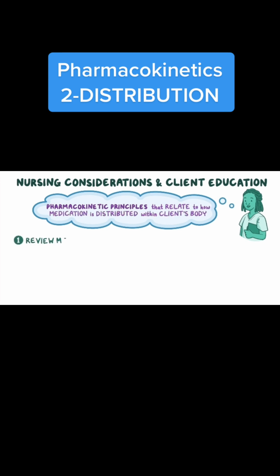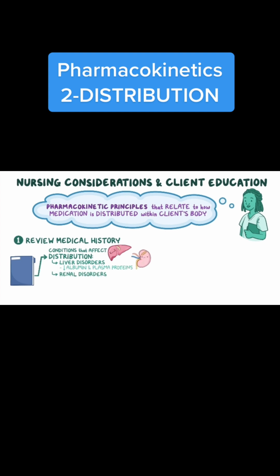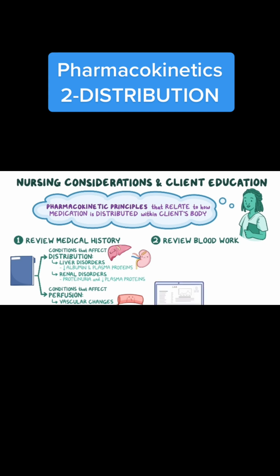First, review your client's medical history, taking note of any conditions that can affect medication distribution. These conditions include liver disorders, such as hepatitis or cirrhosis, which could decrease the production of albumin and other plasma proteins, as well as renal disorders like nephrotic syndrome, which causes proteinuria and loss of plasma proteins, and finally, conditions that affect tissue perfusion, like vascular changes that can occur with diabetes.